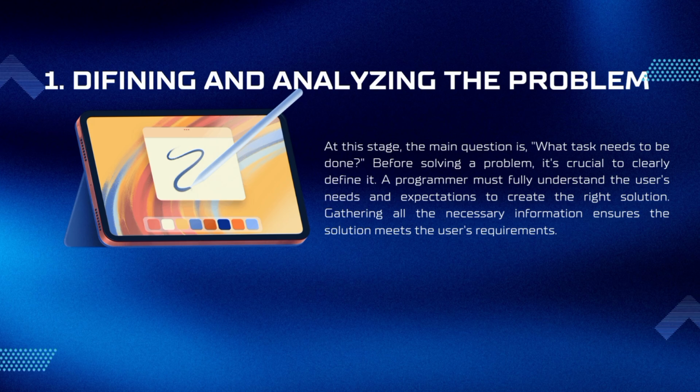Defining and analyzing the problem. At this stage, the main question is what task needs to be done. Before solving a problem, it's crucial to clearly define it. A programmer must fully understand the user's needs and expectations to create the right solution. Gathering all the necessary information ensures the solution meets the user's requirements.